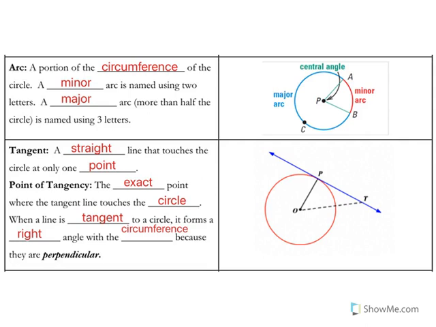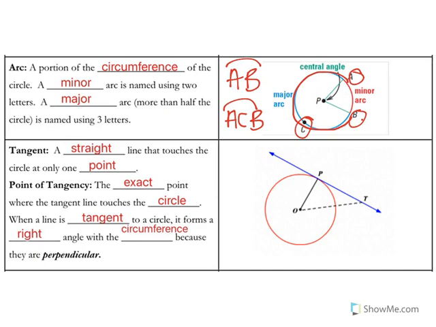What is an arc? Well, the portion of the circumference of a circle. So it's a part of the outside of the circle. A minor arc is named using 2 letters, and a major arc, which is more than half the circle, is named using 3. So we have A, C, and B. The minor arc is AB. The major arc is ACB, because that goes all the way around and goes through those 3 letters.